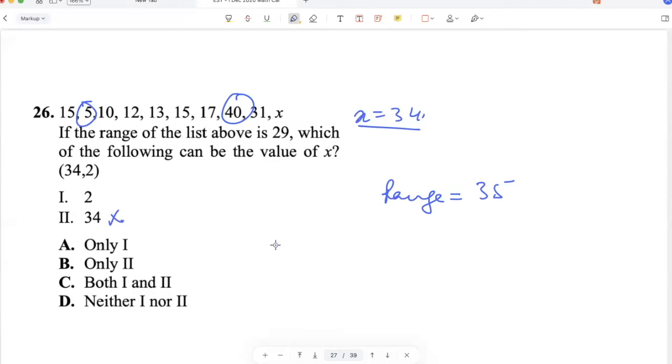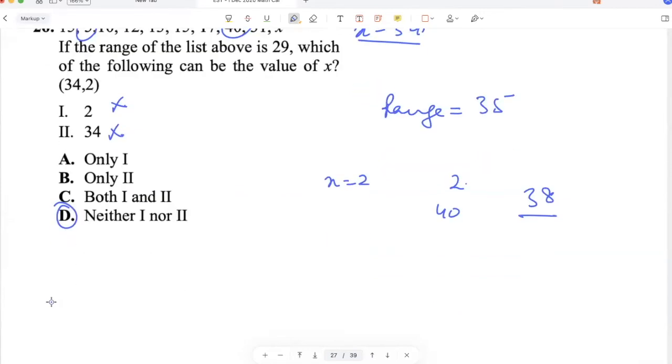Let's say if I put X equal to 2. So if X is 2, then the smallest number is 2 and the largest number is still 40, so that's 38, still not 29. So neither 1 nor 2, right? When will it be 29? It'll be 29 when my smallest is 11, but that's not true because, yeah, so neither 1 nor 2. Okay.